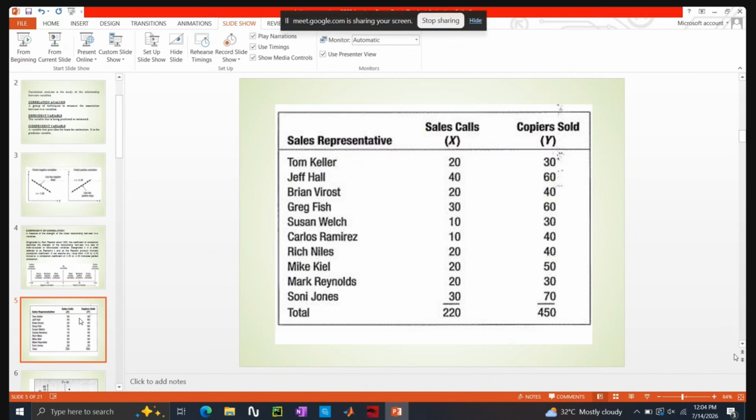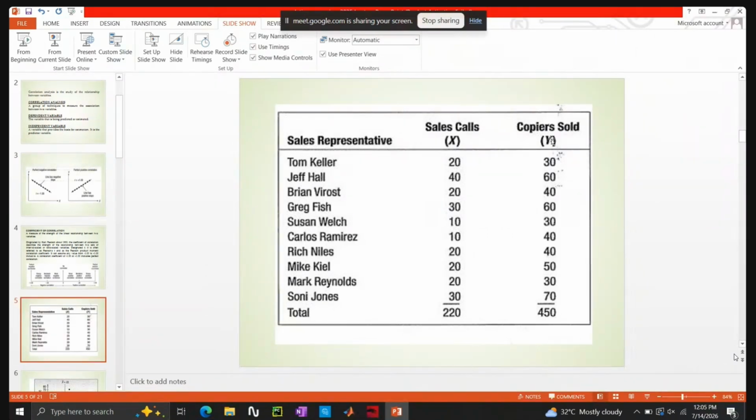So here, as previously mentioned, we have an example. In this column, we have the sales representatives or sales people, let's say Tom Keller, Jeff Hall, Brian Virus, whatever it is. I have taken this from a book. In the second column, we have the number of sales calls that they have received. Let's say Mr. Keller has received 20 calls, Mr. Hall has received 40, Mr. Virus has received 20 sales calls. In this way, these sales calls have been listed corresponding to their names.